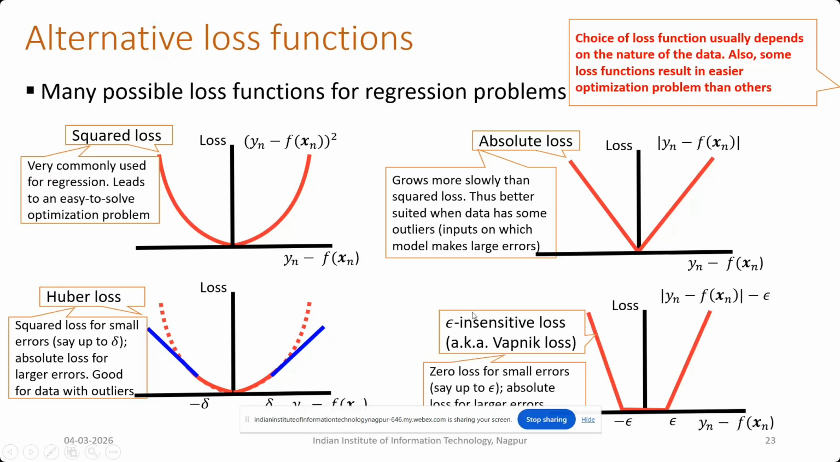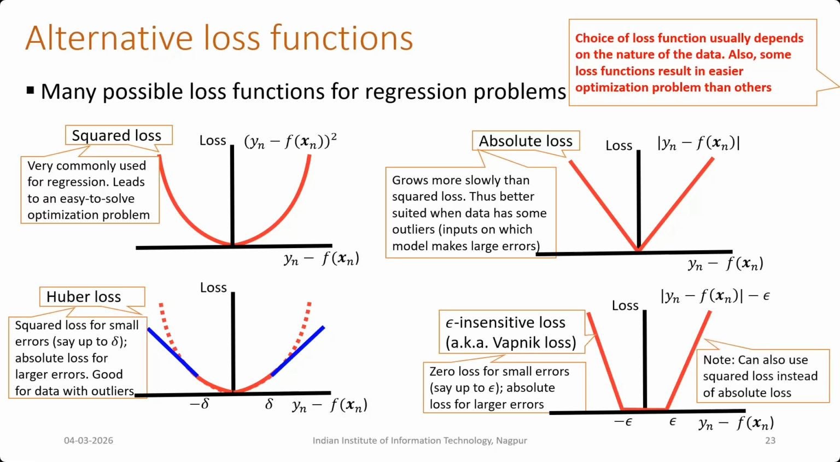This is zero for all small errors. So we assume that up to some epsilon value, even though there are some errors, the value for those errors is zero. And beyond some epsilon threshold, we assume that there would be some actual or absolute errors. Okay. So it can also use squared loss instead of absolute loss, so that we can have some combinations of this. However, the basic ones are the squared loss and the absolute loss.